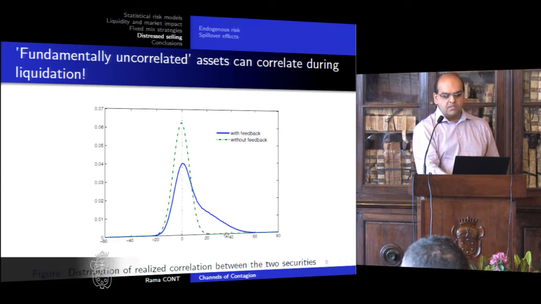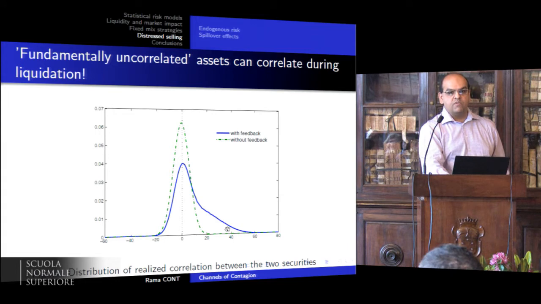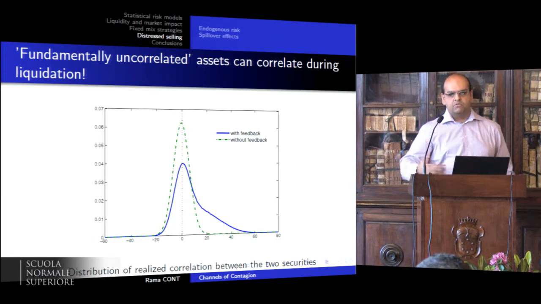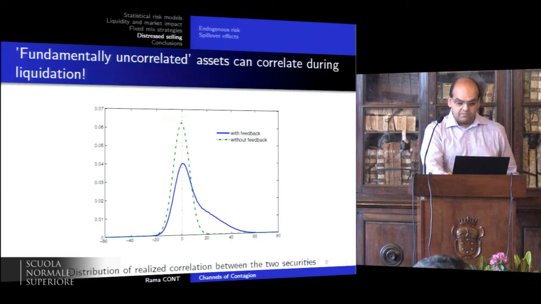Now, if you put in this extra term, what you see is this blue histogram, which, as you can see, is substantially skewed towards the right, meaning that there are many scenarios in which you have substantial, positive and significant correlation, going up to 60%. So you can get 60% correlation across strategies which are initially independent, with independent risk factors. How is that? And this is across all scenarios.